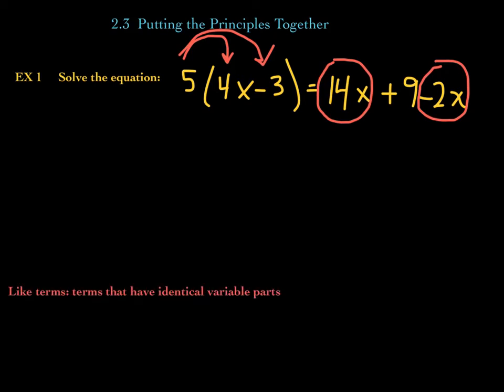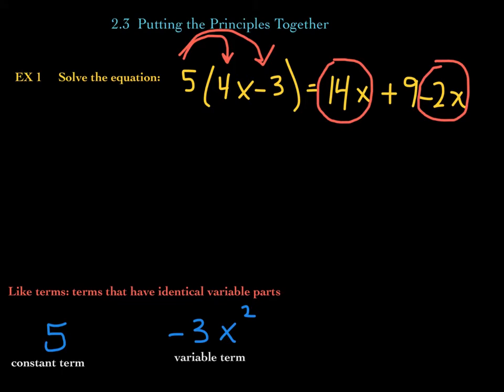Here, let's step away from the equation just for a second. Like terms are terms that have identical variable parts. What do I mean by that? Well, there are two different types of terms. There's a constant term, which is just a number, like the number 5, for example. It has no variable. That's why it's called a constant term. The other kind of term is a variable term. A variable term is just a term that has a variable. So this is an example of a variable term. Okay, so you got constant terms and variable terms.